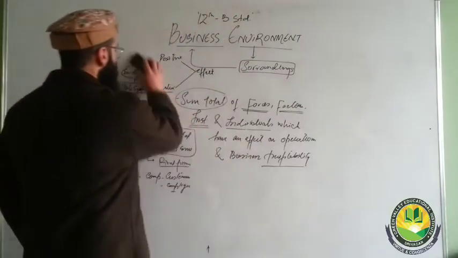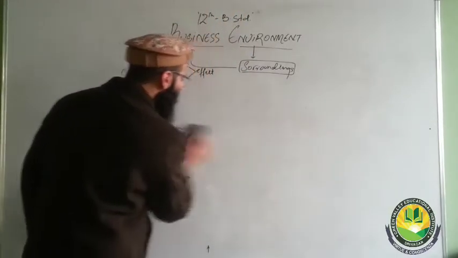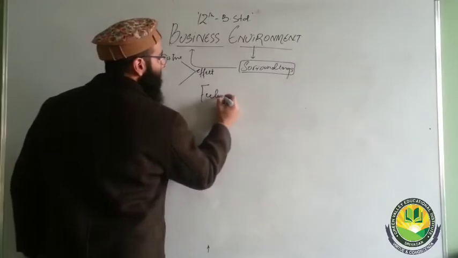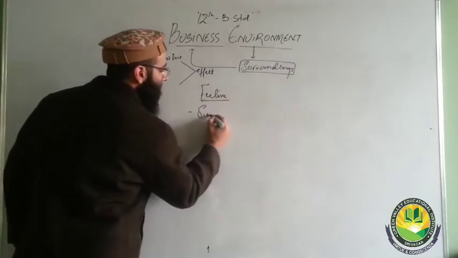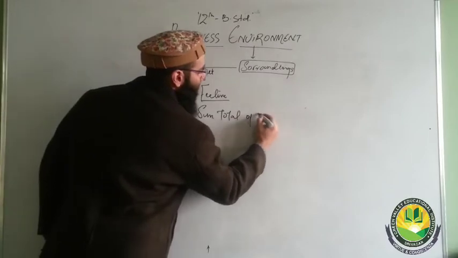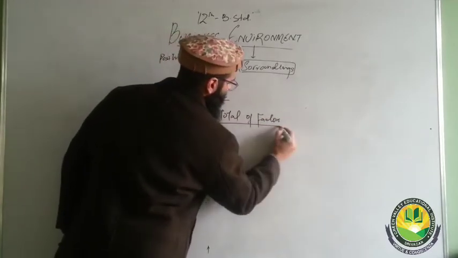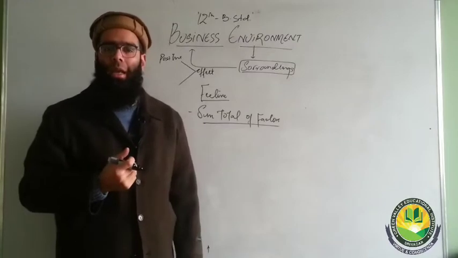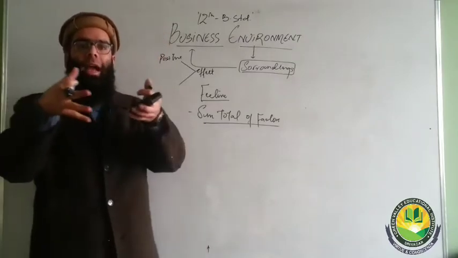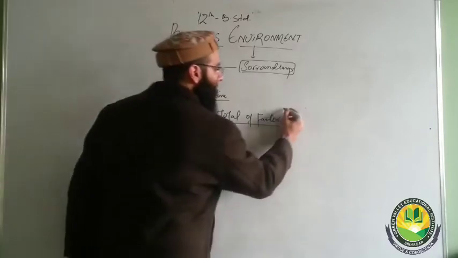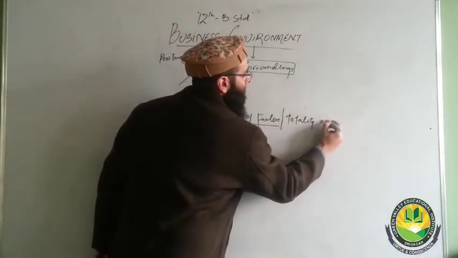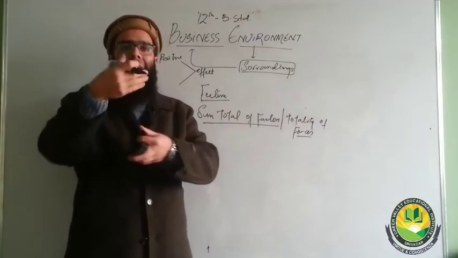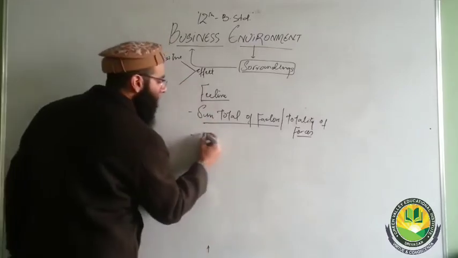Now coming to the features of the business environment. As we have discussed in the definition, the first feature is that it is the sum total of factors. If there are 5, 6, or 7 forces in the business environment, they will not act individually. They will collectively affect the business. Or we can say it is the totality of forces. They sum up, they combine, they converge, creating a complex situation and a complex force.